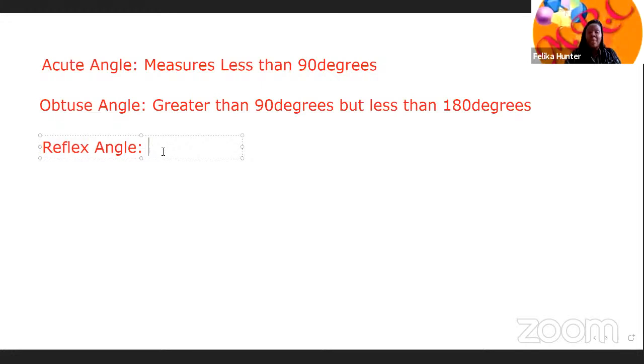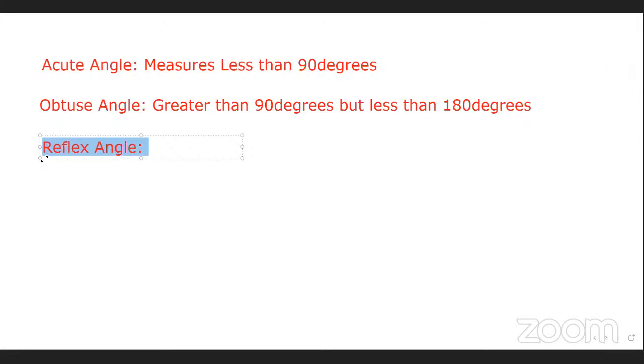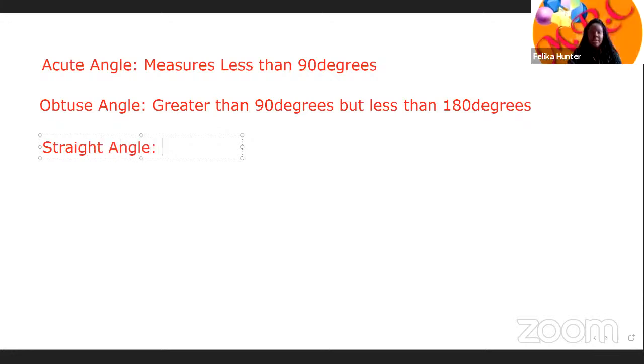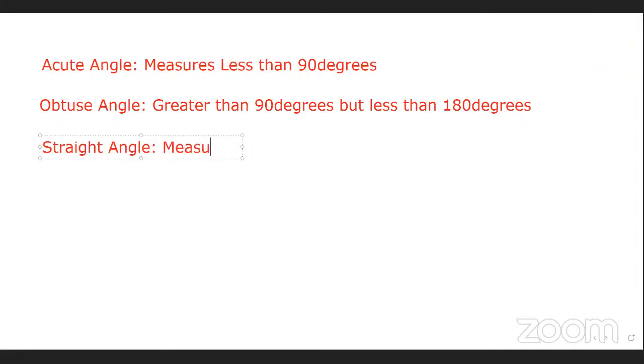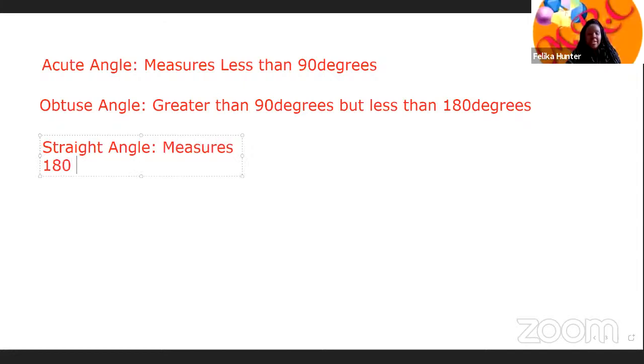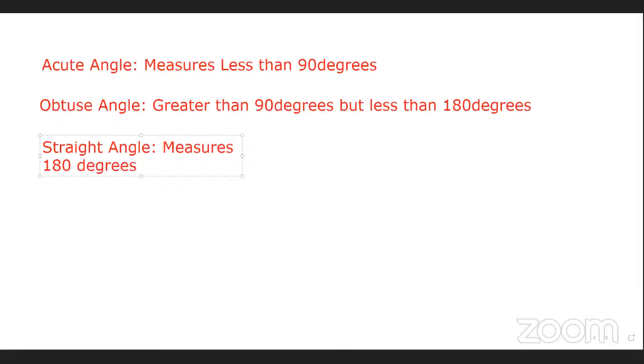Okay, what would we put before reflex? Tell me what would come before reflex then. Straight angle. Straight angle, good. Straight angle measures 180 degrees. Beautiful. And then reflex comes after.